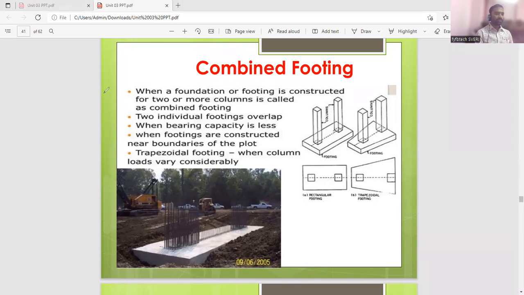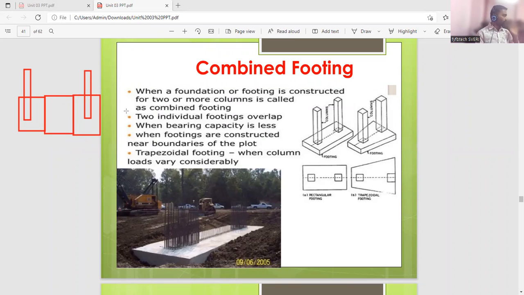Okay, so think that there is one footing, and adjacent to it there is one more footing. The load is more, and the column's load is also more. So in that case, you are combining these two footings. That type of footing is called a combined footing.